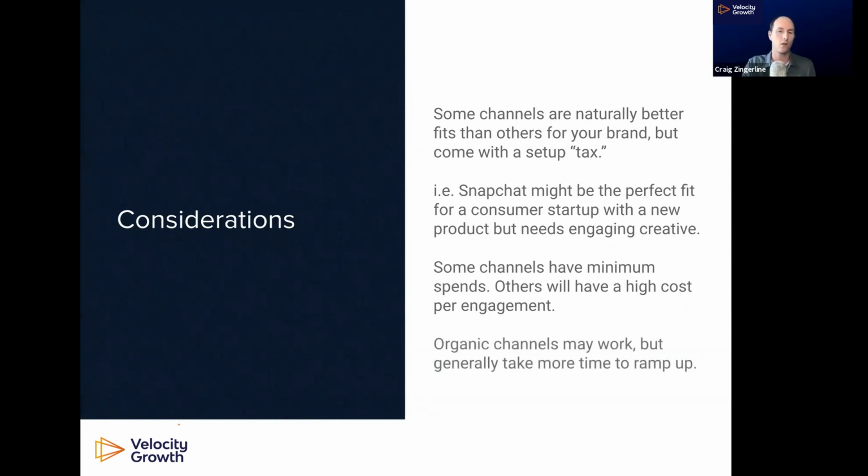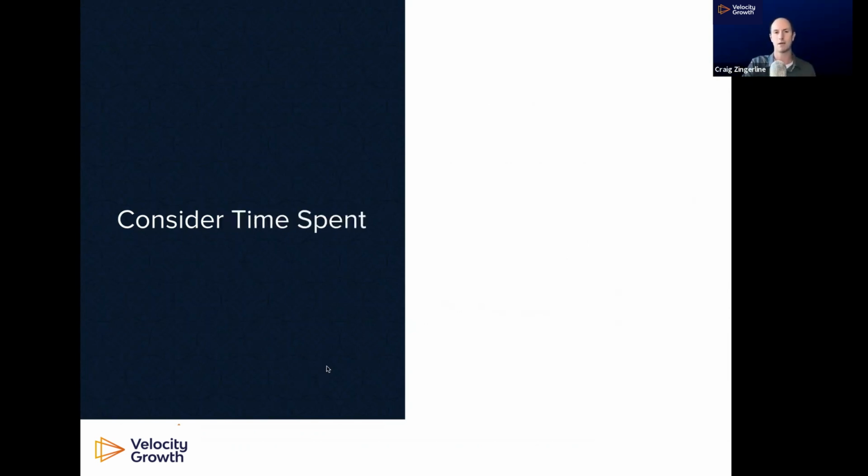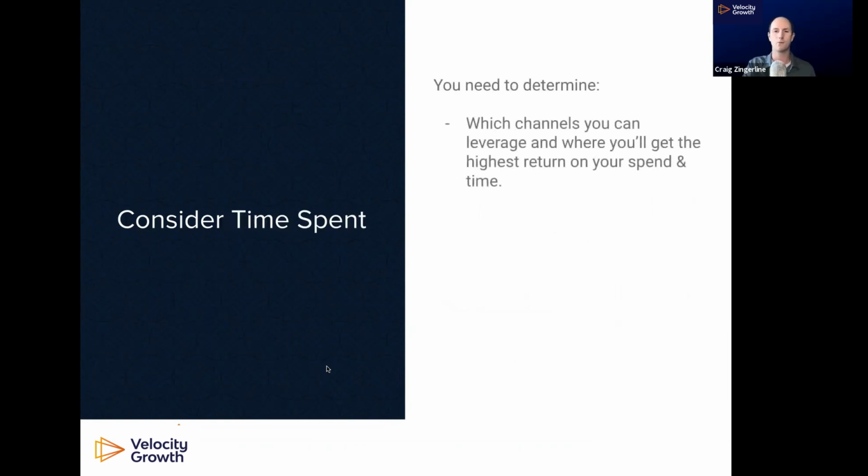And organic channels likely could work for a lot of your brands, especially if they're high intent. So if you're a brand and you've got high intentionality, users know they're seeking a solution to a problem that they have, and you are that solution, then organic might be great for you. If you're not in that boat, then organic's going to be a lot more slow for you. So you have to consider those and look at the time commitment that you're going to spend, which means that you have to really look at channels where you can leverage the highest return on spend and time, right? You have money and you have time. And those are really the two elements that you have to work with.